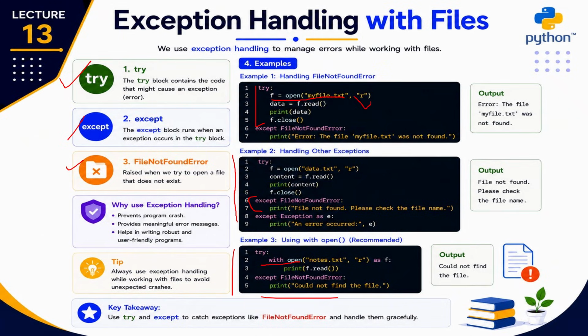Remember, try contains code that may cause an error and except handles the error. FileNotFoundError occurs when the required file does not exist. And whenever possible, use with open for safe file handling. That's how exception handling helps us work with files safely and prevent unexpected program crashes.